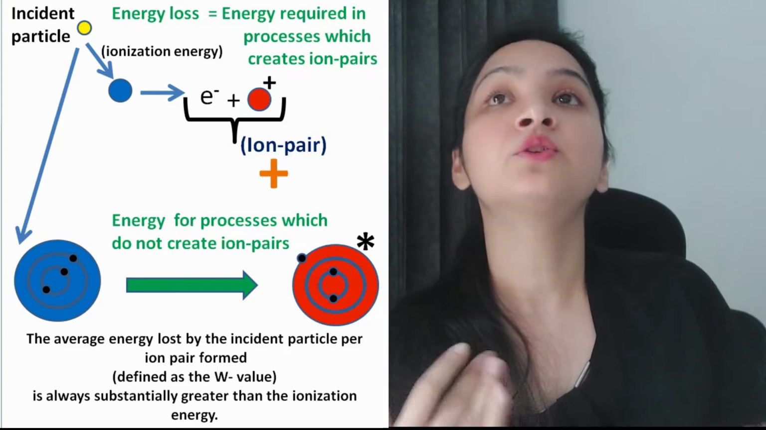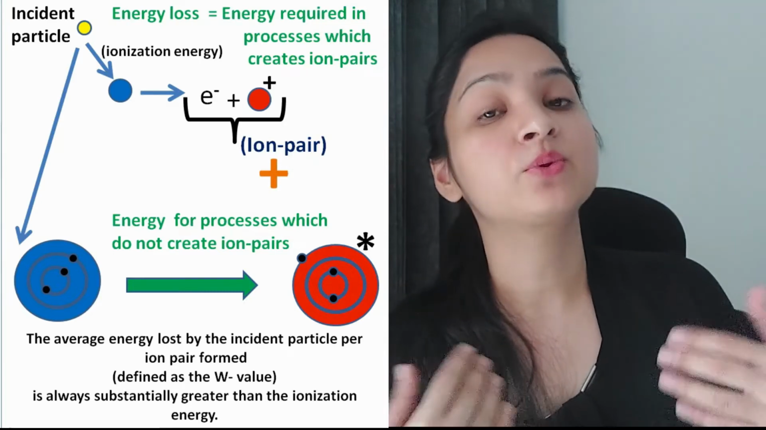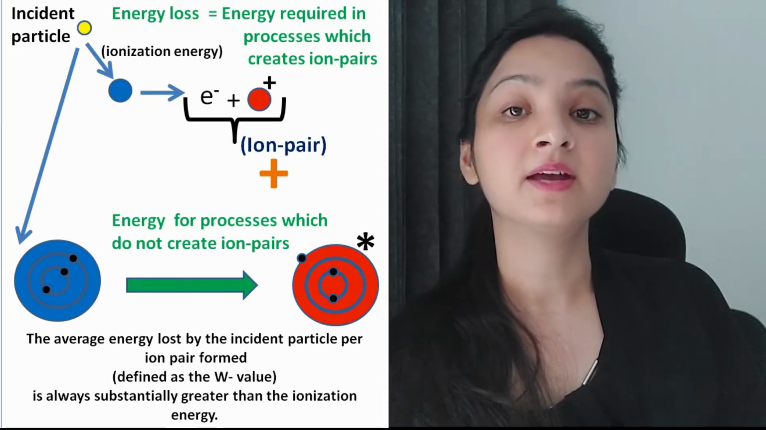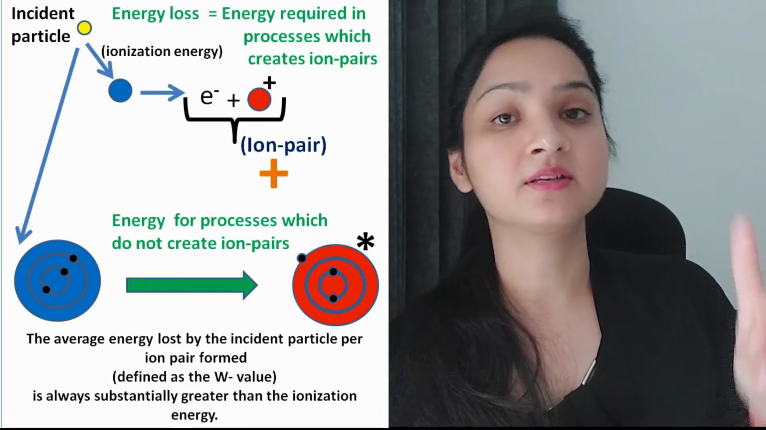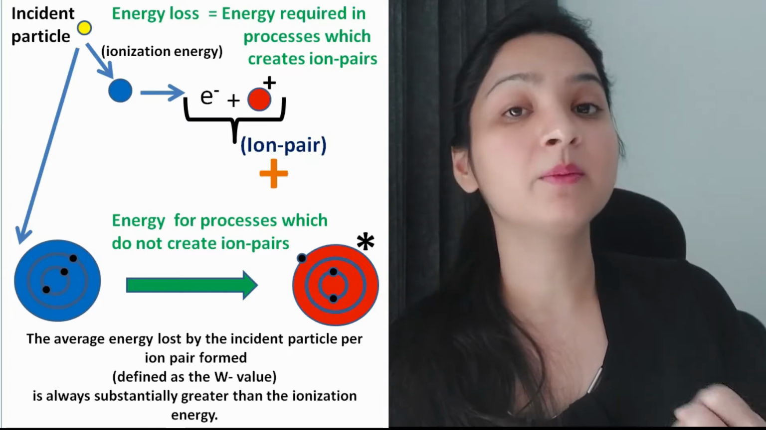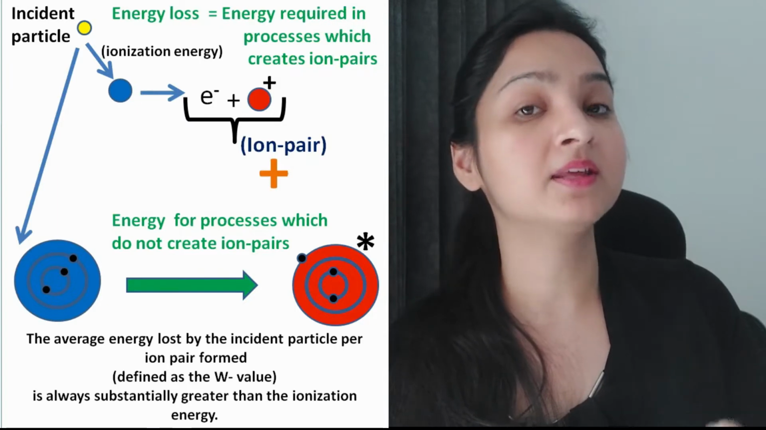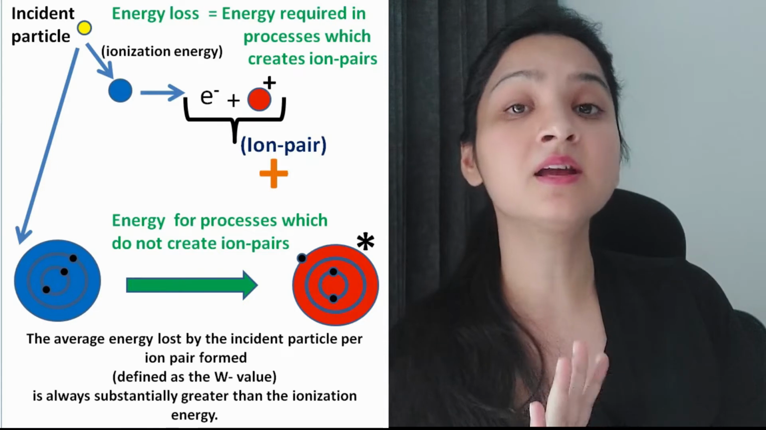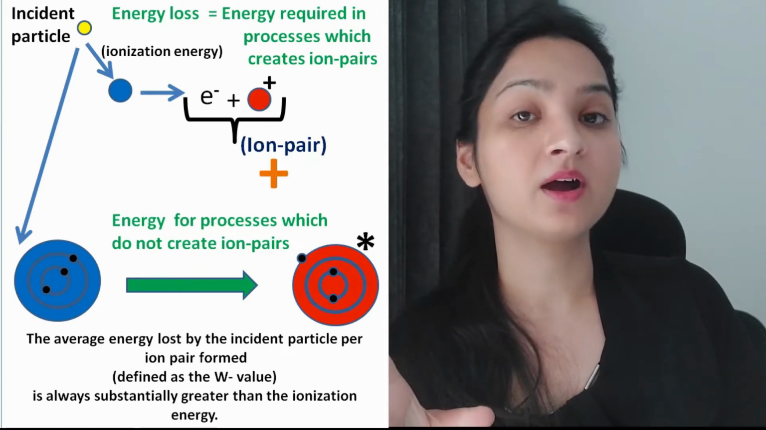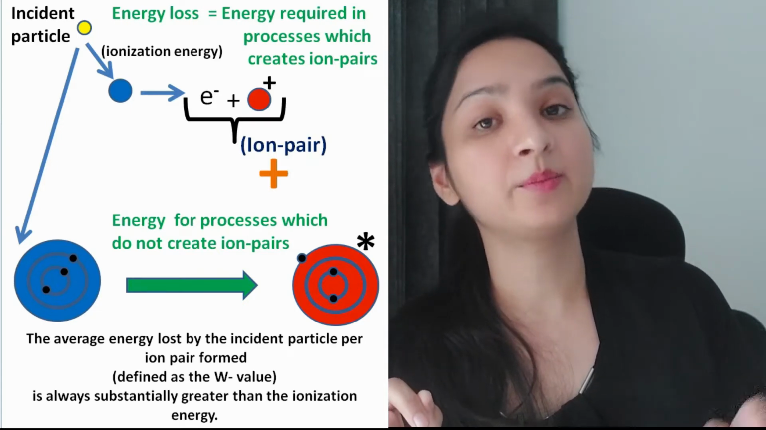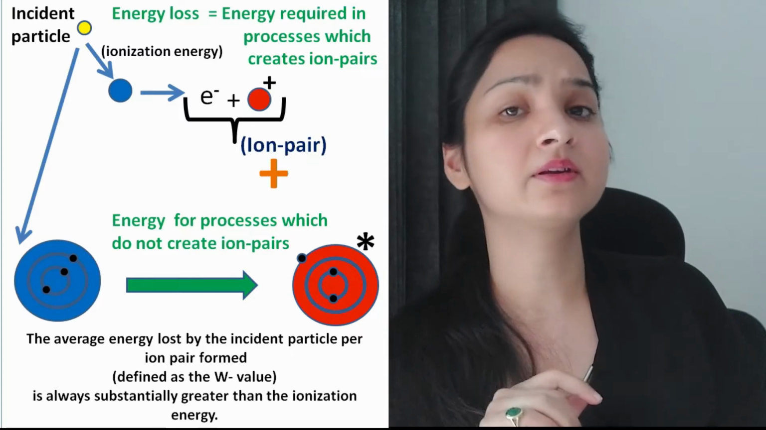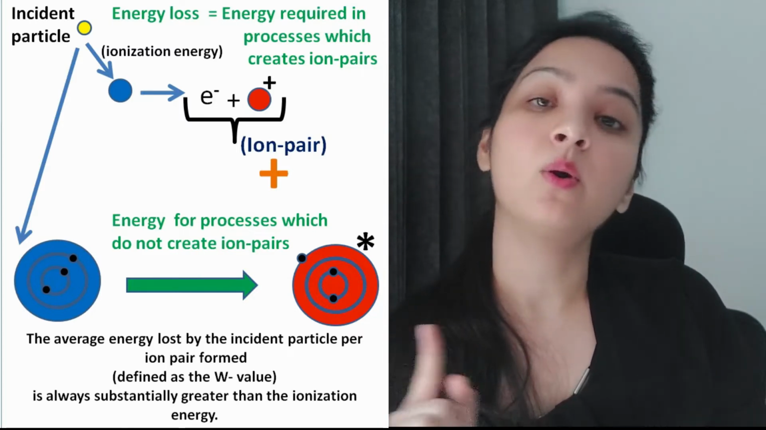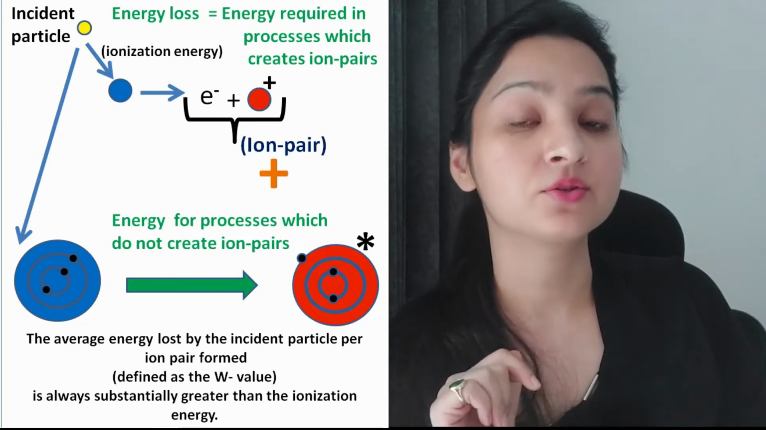Energy loss should be equal to the actual energy that was present, and if the energy is going into two processes, minimum amount of energy was to create the ion pairs, but you know that there are other processes as well that are occurring. So जो energy loss होगा incident particle का per ion pair formed, that will always be greater than the ionization energy. So this W value will always be greater than the ionization energy.